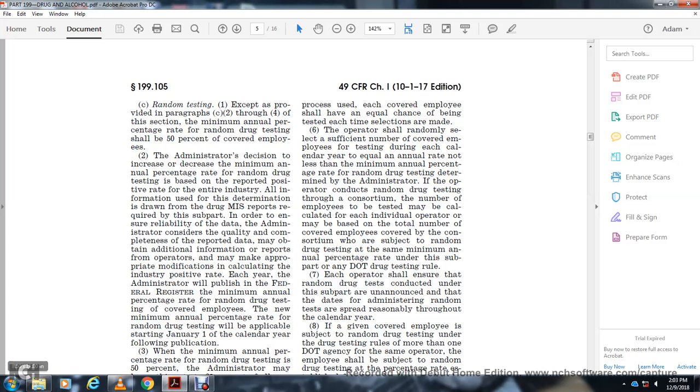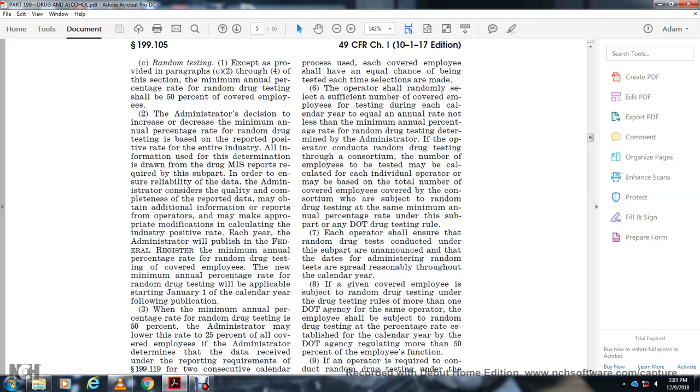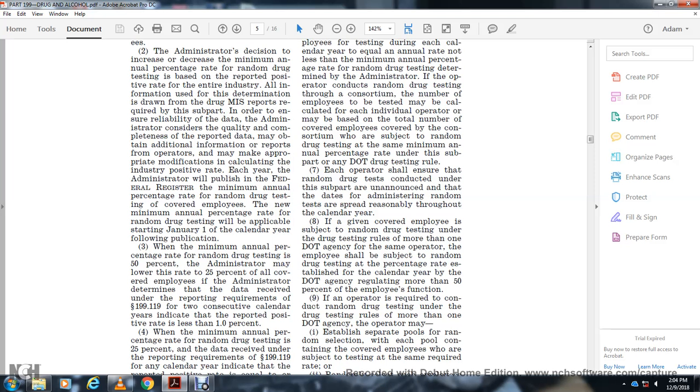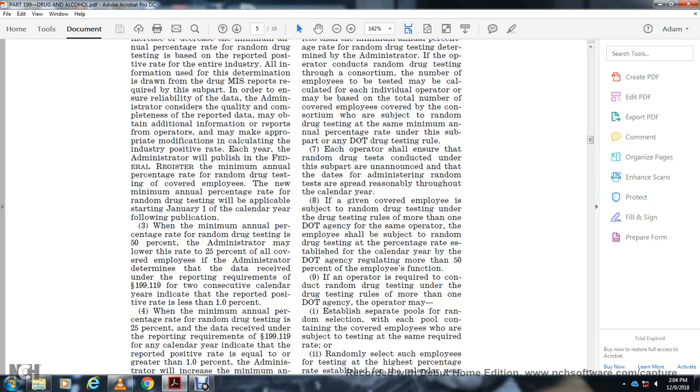The administrator will publish in the Federal Register the minimum annual percentage rate for drug testing of covered employees. The new minimum annual percentage rate for random drug testing will be applicable starting January 1st of the calendar year following publication. When the minimum annual percentage rate for random drug testing is 50%, the administrator may lower the rate to 25% of all covered employees if the administrator determines that the data received under the reporting requirements of 199.119 for two consecutive calendar years indicate that the reported positive rate is less than 1%.